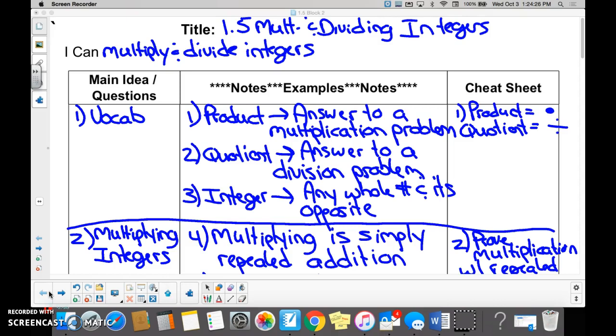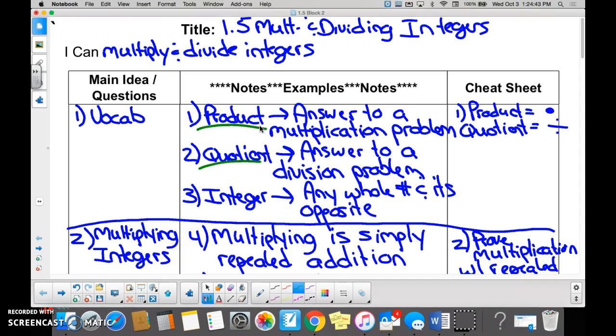I can multiply and divide integers. The I can statement is I can multiply and divide integers. At this point, hopefully you can say, yep, I can do that. Right? Yes. All right, so what we talked about were products and quotients.